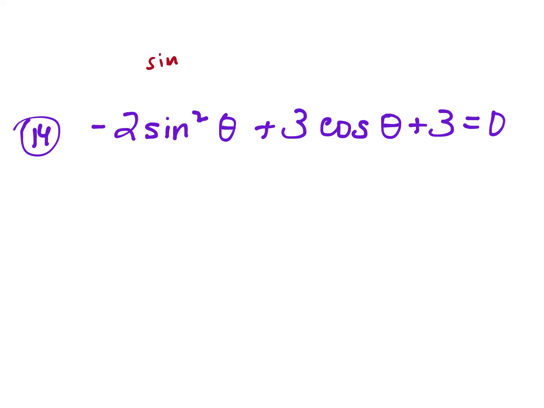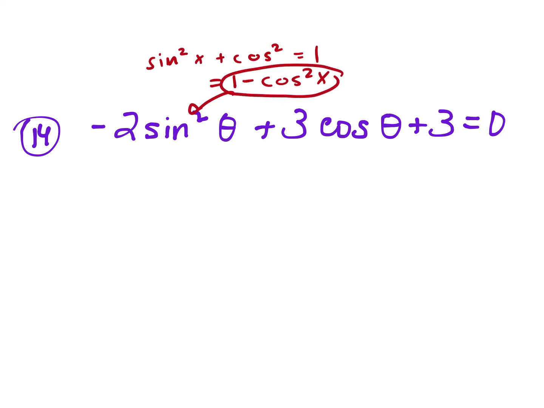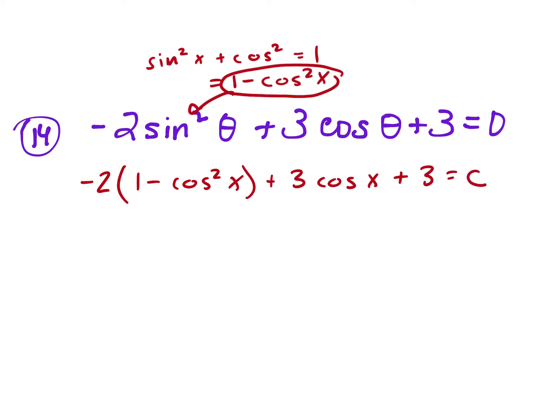I'm going to use my identity, sine squared plus cosine squared is equal to 1. So I know sine squared is going to be equal to 1 minus cosine squared. So I'm going to plug 1 minus cosine squared into sine squared. So I have -2 times 1 minus cosine squared plus 3 cosine. This uses theta, but I'm just going to use x. It doesn't matter. It's the same, just a different variable. What do I have to do next?